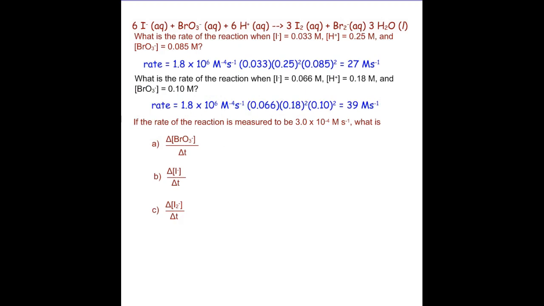Now, going back to the beginning when we talked about the stoichiometry of the reaction, bromate is a 1-to-1, so the disappearance of bromate is the same as the negative rate of the reaction. The disappearance of iodide is 6 times faster. I took my rate times 6. And the appearance of iodine is 3 times faster than my rate of reaction. We get that from the stoichiometry.